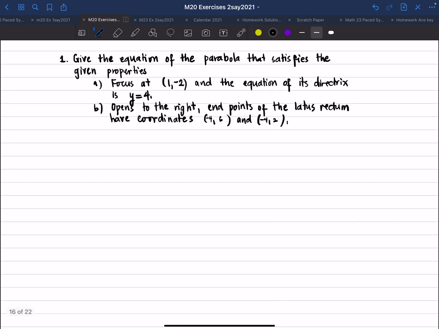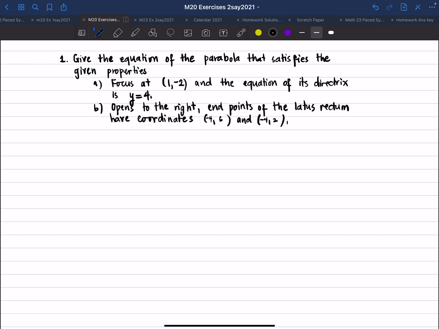So for number 1, we have two sub-items here. Give the equation of the parabola that satisfies the given properties. Okay, so when finding the equation of a parabola, you need to find the orientation first. So sa mga conic, yun ang importante lagi. You find first the orientation and then fill in the missing variables in the equation. Kasi from the orientation, mahahanap nyo ang equation.